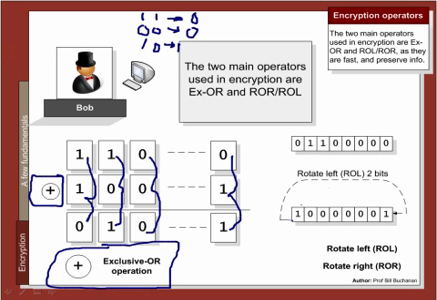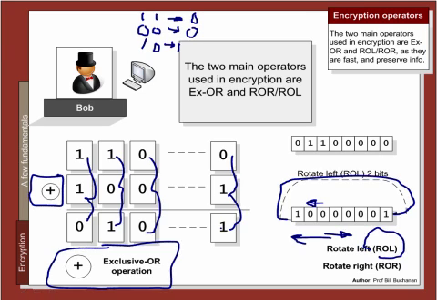The other operation that we use is a shift left, rotate left, or rotate right. In this case, we have rotate left 2 spaces, so all the bits go 2 spaces to the left, and then the bits that come off the end go into the start. So we can have rotate left, which goes that way, or a rotate right. Each time the bits come off the end and go on the other side, and that way no information is ever lost.